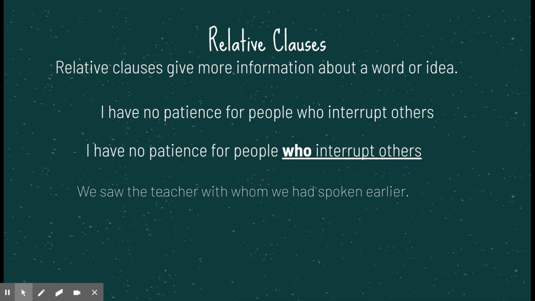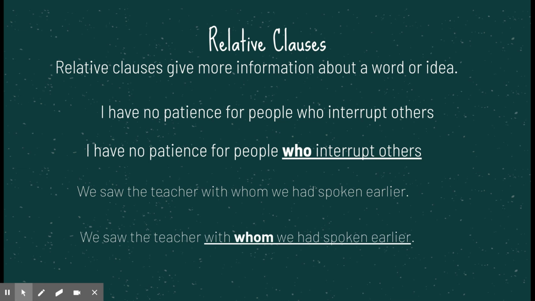We saw the teacher whom we had spoken to earlier. Circle your relative pronoun and underline the relative clause. Make sure you're working these out in your notebook. You ready? If you said that whom was the relative pronoun, you are correct. We saw the teacher whom we had spoken to earlier. What teacher? The one whom we spoke to earlier. Because it's giving us more information.